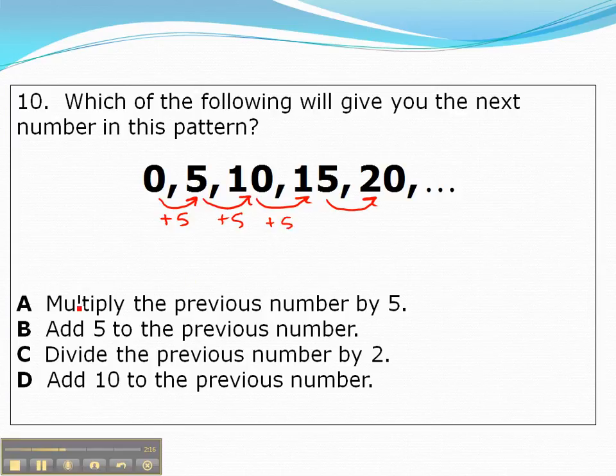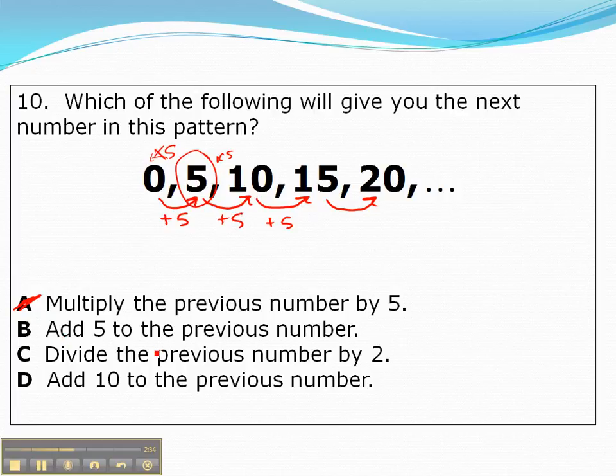So let's look at the answer choices. Answer choice A says multiply the previous number by 5. That never works. If we multiply the previous number, 0 times 5, we get 0, not 5. If we multiply 5 times 5, we get 25, not 10.